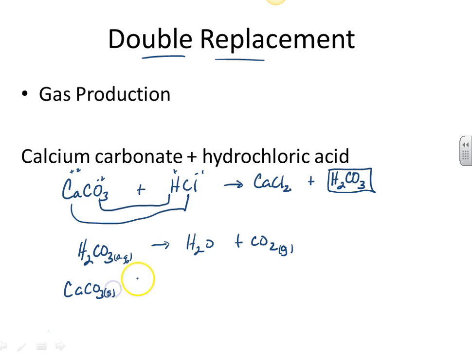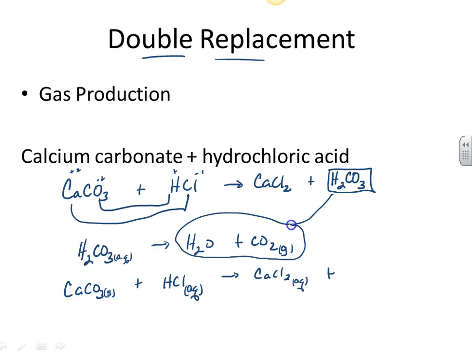Let's call that solid, plus aqueous HCl. So hydrochloric acid solution produces soluble calcium chloride, plus, instead of H2CO3, replace that with this. It's a separate reaction happening. H2O, liquid, plus CO2, gas. There's our gas production. If we have gas production, or a molecular compound is produced, is another way to put it. But if we have that gas production, then we can say a reaction does occur.